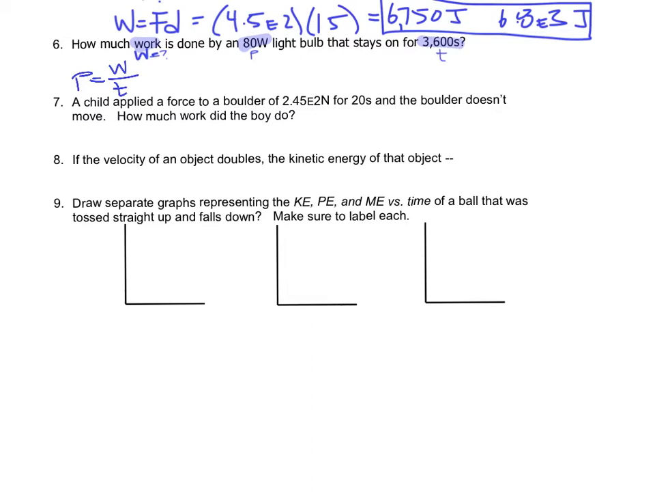Let's see, our power is 80, so if I plug everything in, I get 80 equals W divided by 3,600. Okay, now to solve for W, I can cross multiply, and I get 80 times 3,600 equals 288,000 joules.